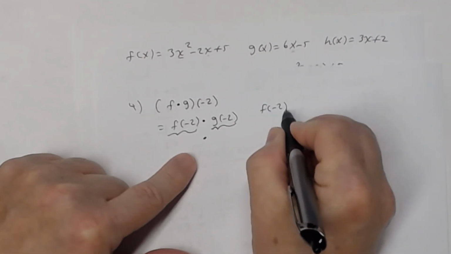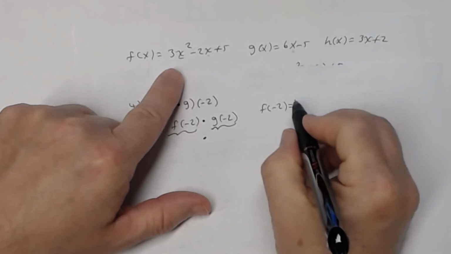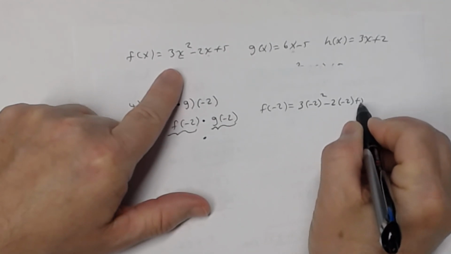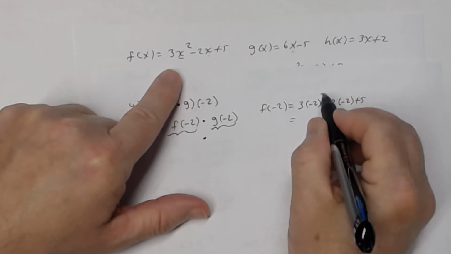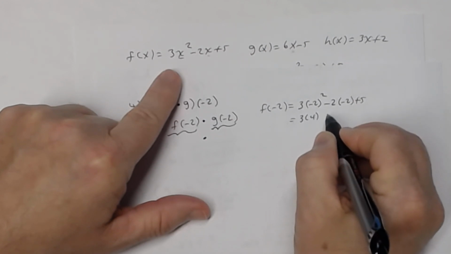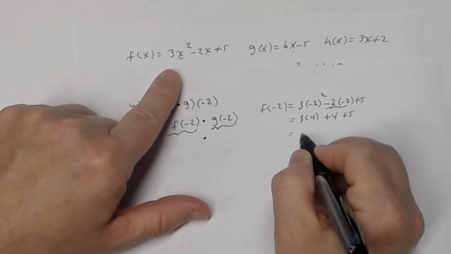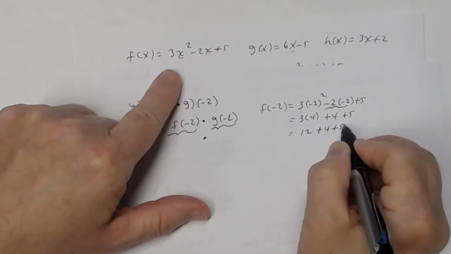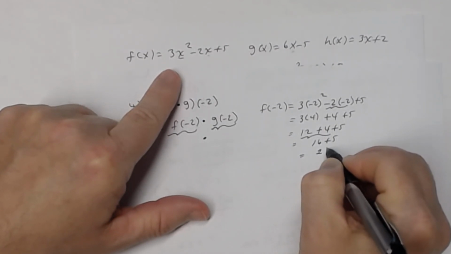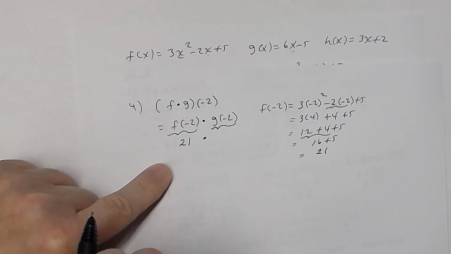So f of negative 2: you go to your function f, and where we see the variable x, you substitute negative 2. That's 3 times negative 2 squared minus 2 times negative 2 plus 5. Order of operations, you have to do the exponents first. Negative 2 times negative 2 is a positive 4. So this is 3 times 4 plus 4 plus 5, which is 12 plus 4 plus 5. 12 plus 4 is 16, and 16 plus 5 is 21. So f of negative 2 is 21.